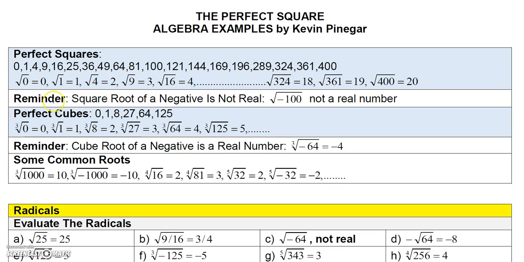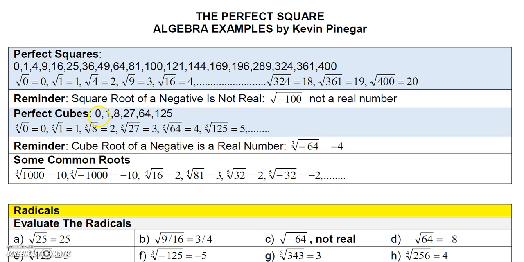Now, remember that the square root of a negative number is not a real number. So if I ask you for the square root of negative 100, that's not a real number. After we talk about complex numbers, we can actually simplify this, but for now, we don't have the tools to simplify it. All right, let's talk about perfect cubes.